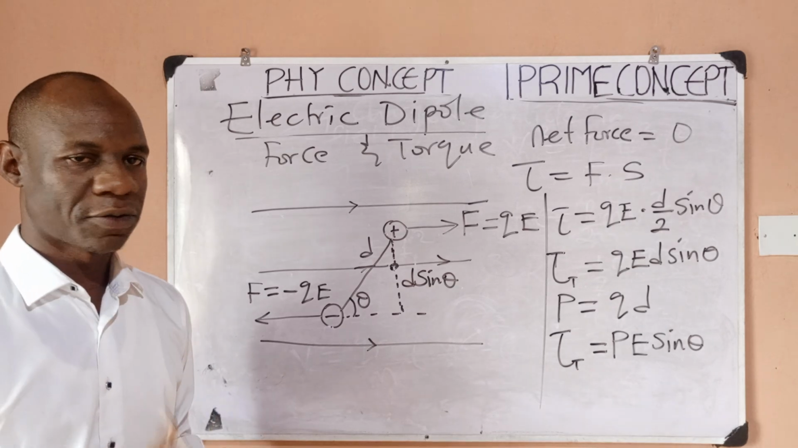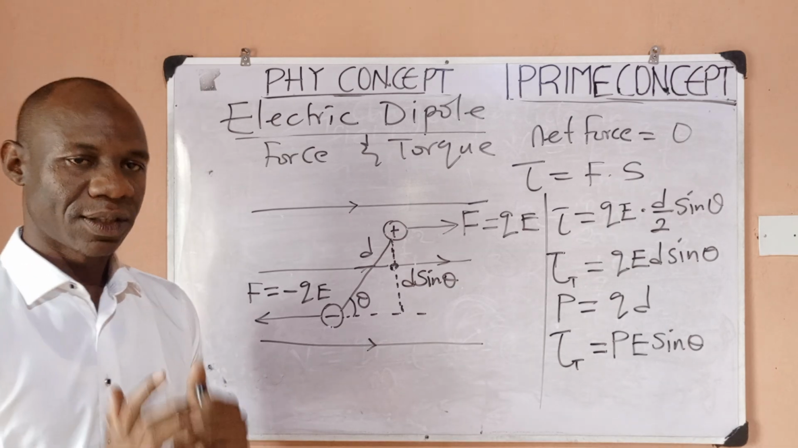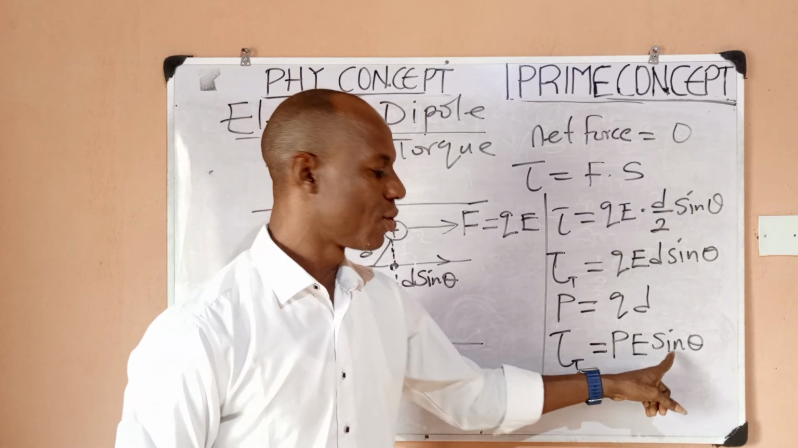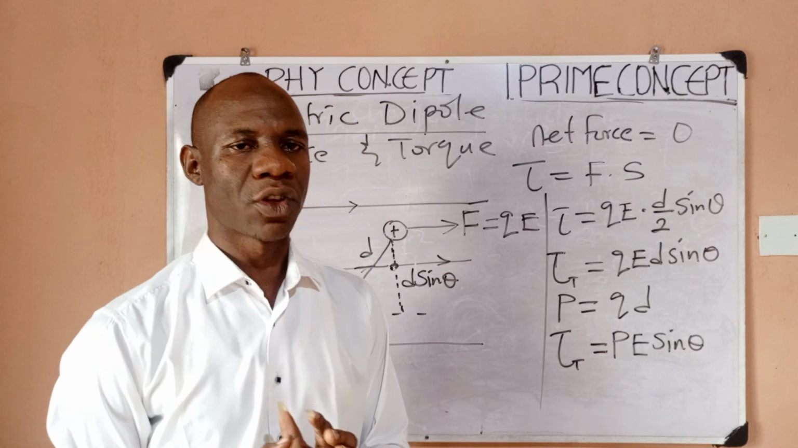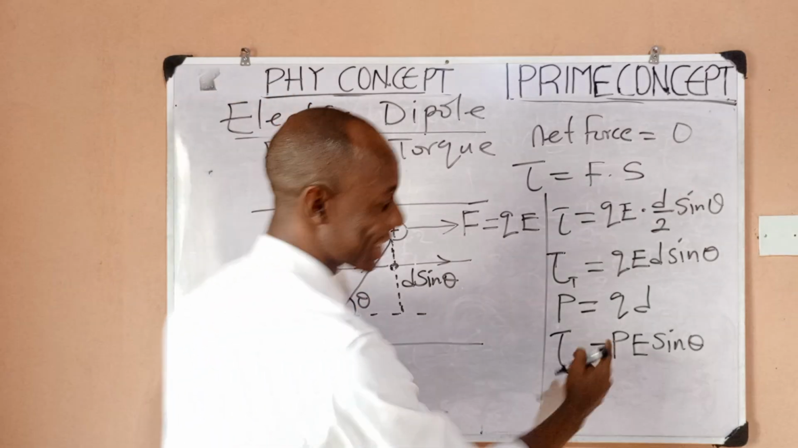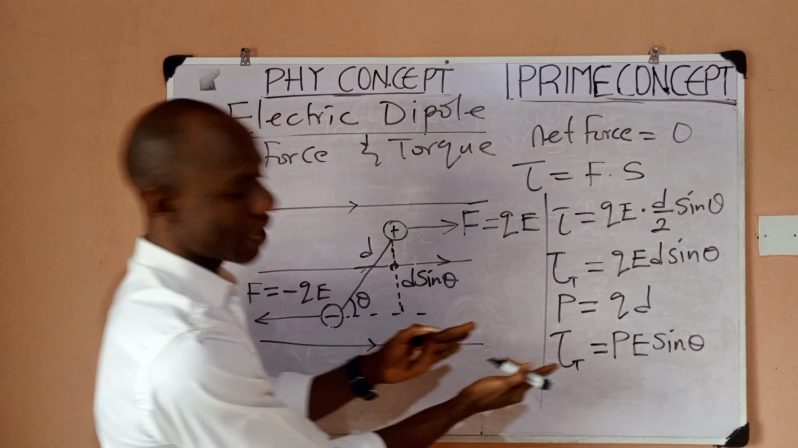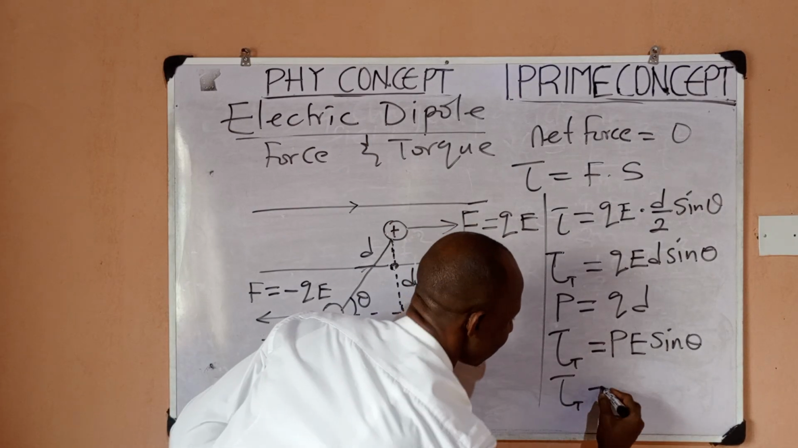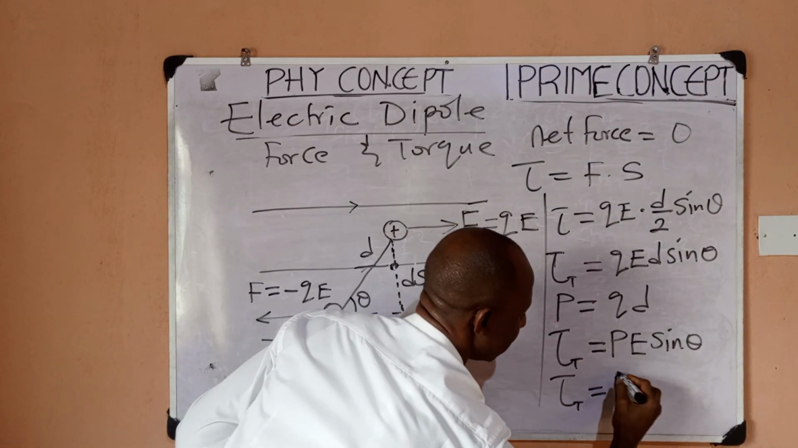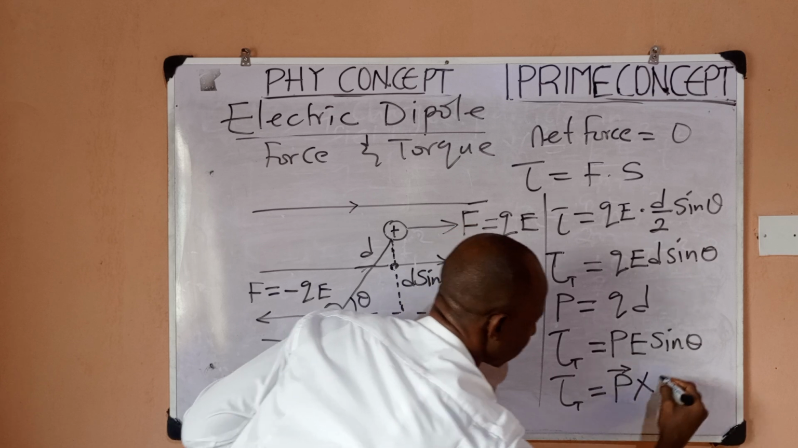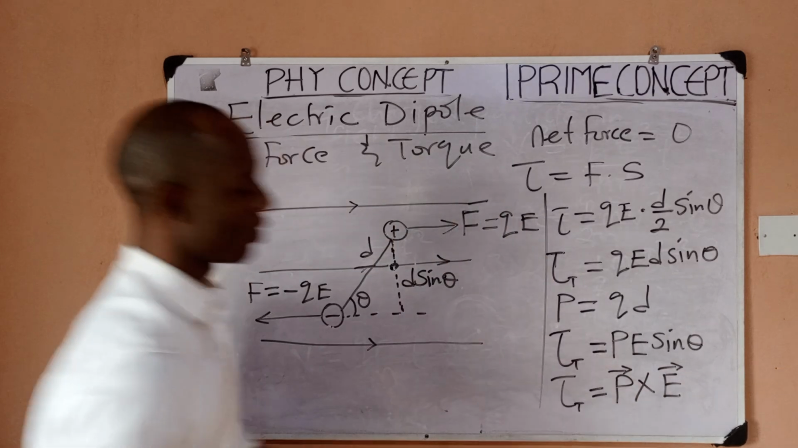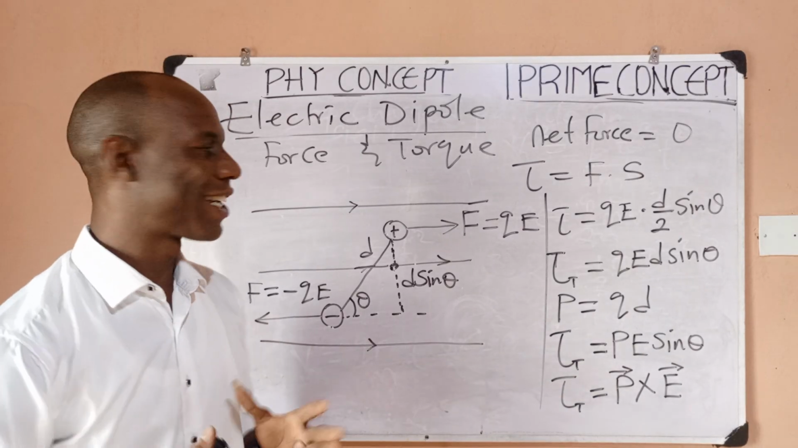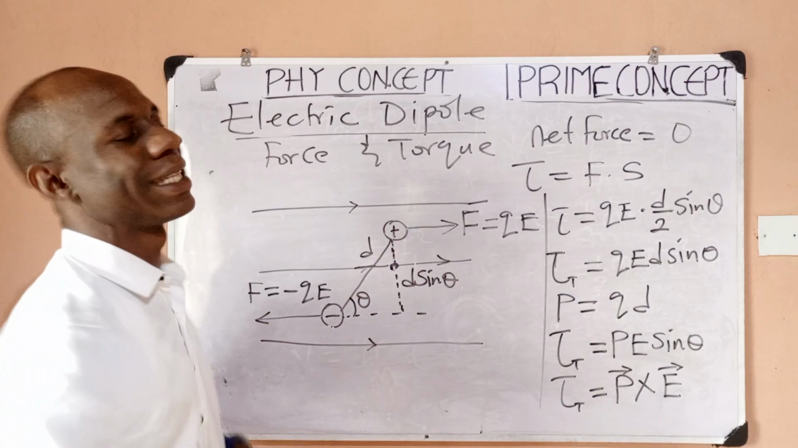If you also recall from what we learned in mechanics under vectors, you would know that the product of two magnitudes times sine theta is the same thing as a vector product. So this formula can also be written in vector form. It can be written as torque equals P, in vector form, cross E, in vector form. So either we use this or we use this. This is how we can find the torque experienced by a dipole in an electric field.